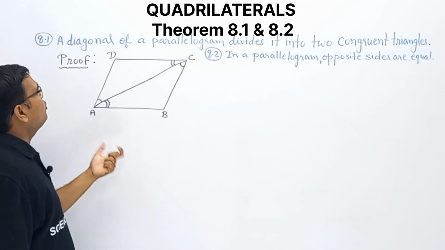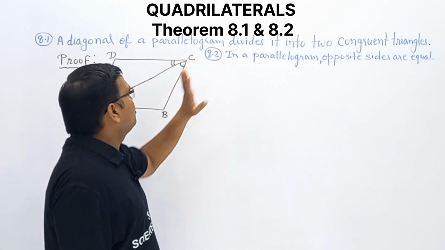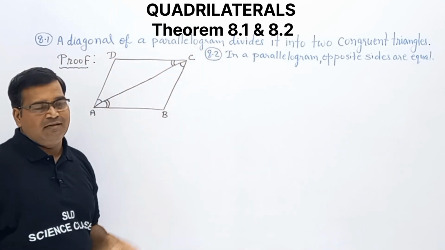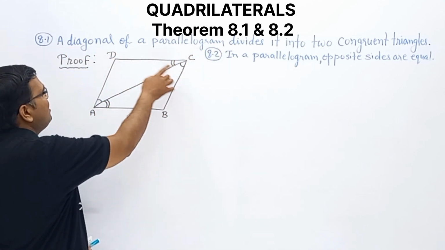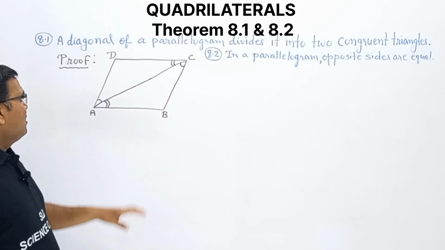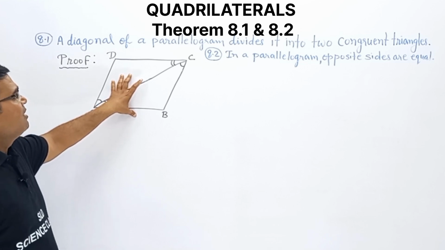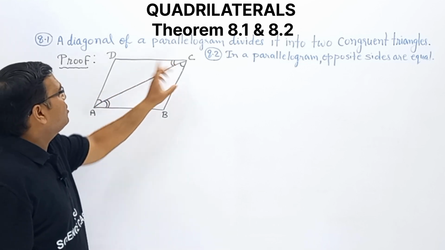So we want to prove that. What do we want to prove? A diagonal of a parallelogram. This one is one diagonal. This is A, B, C, D. It is a quadrilateral, and this quadrilateral is what? Parallelogram. Clear? Now, in which AC is what?